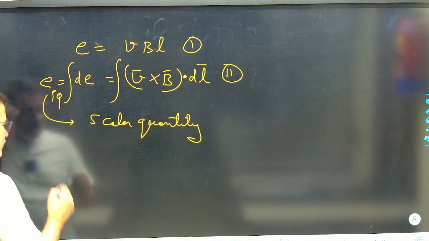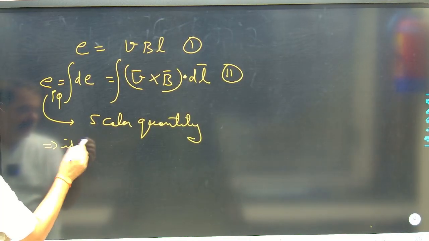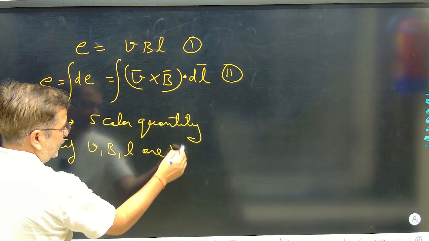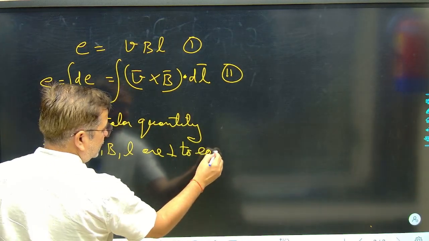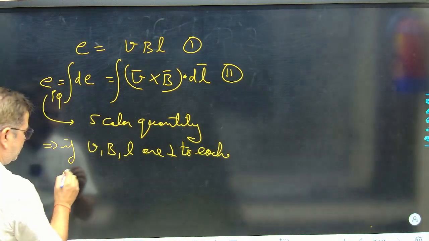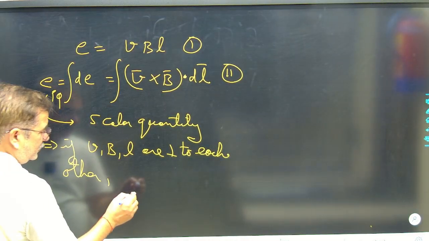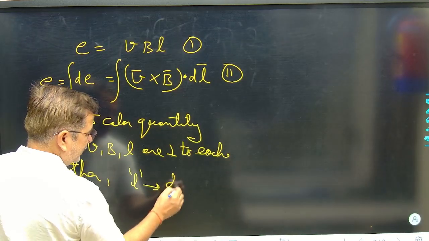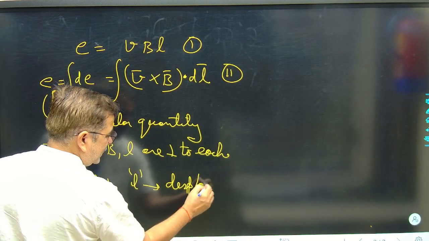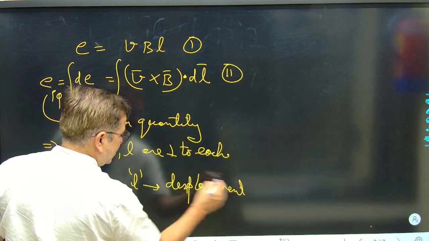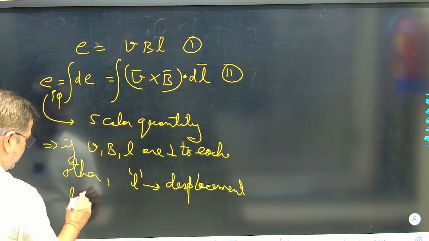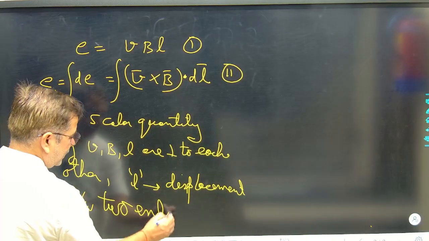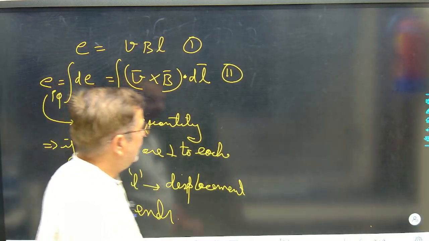Also, we should know that if V, B and length L are perpendicular to each other, then also the length L is actual displacement. It is the displacement vector. It is the displacement between the two ends of the rod that will give the EMF. For calculating EMF, you will take the displacement.